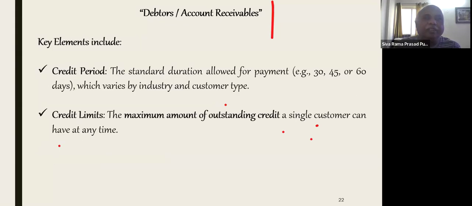Everybody knows about the credit period, either 30 or 45 days or 32 days, whatever is discussed. It need not be 30, 60, 90. It may be 30, 35, 40 or 45, like that. It varies from industry to customer type also. And every customer has limits: so-and-so, Reliance, not exceeding 1 crore; so-and-so, Star Bazaar, not exceeding this amount.